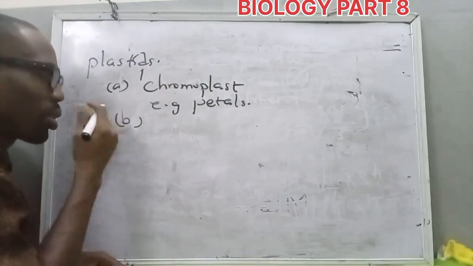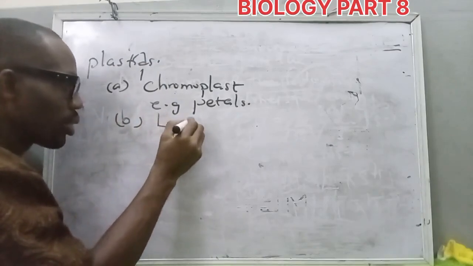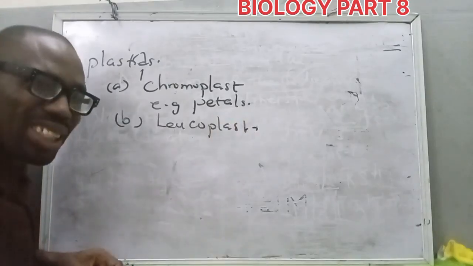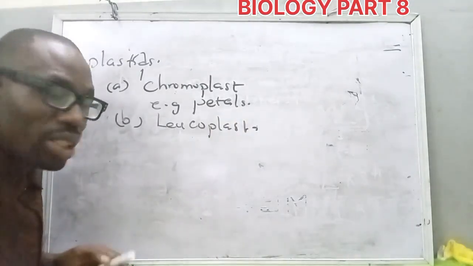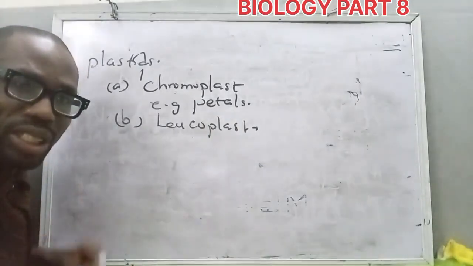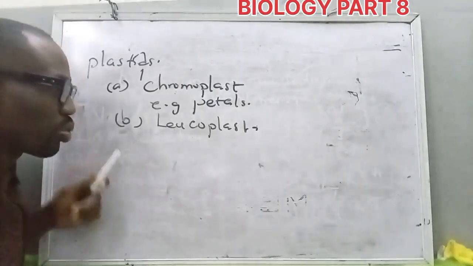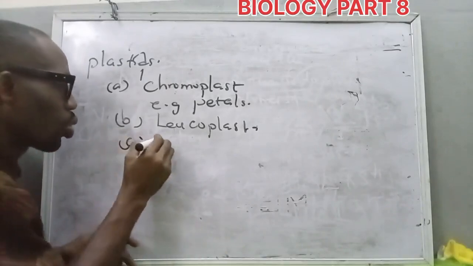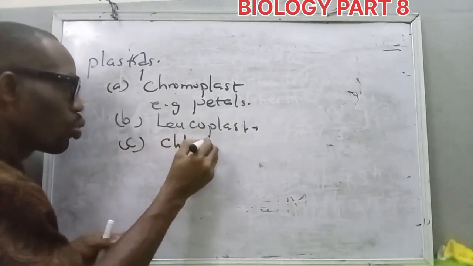Another plastid we have again is called leucoplast. This leucoplast is a colorless plastid. Its main function is for storage of starch, protein, etc., as the case may be. Its main function is for storage. It's a leucoplast. And lastly, the last one is called chloroplast.